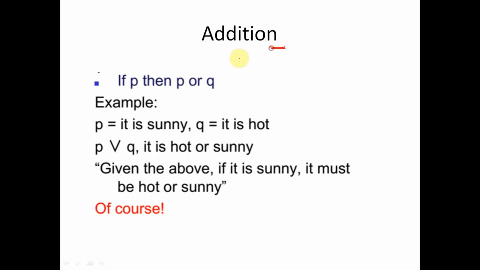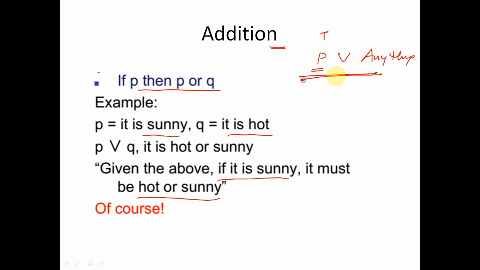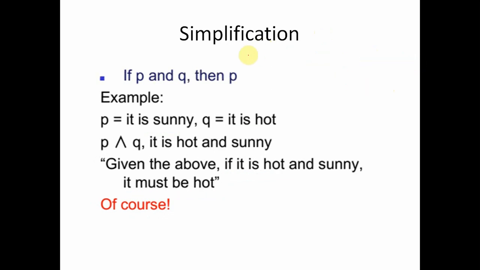Addition, quite a simple one. If P, then P or Q, right? If P says it is sunny, Q says it is hot, then if it is sunny, it must be hot or sunny. This is obvious. If P is true, then if I apply disjunction on P with anything, the disjunction is bound to be true, because disjunction means if one of the inputs is true, then the entire thing is true.